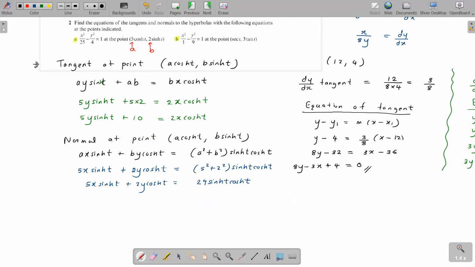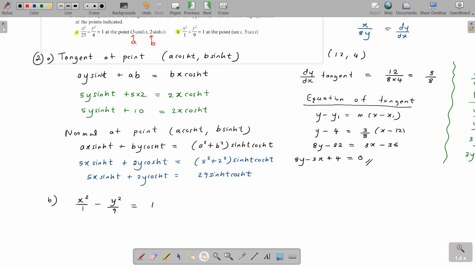This is second question, part A, right? Now second question, part B, it's x square over 1 minus y square over 9 equal 1. So you can see your A and B here again. You could even take A and B from the ellipse equation also. A square is 25, A is 5, B square is 4, B is 2. You can take A and B even from the ellipse equation because it follows. So A sec t, A is 1, B tan t, B is 3, because B square is 9. This is x square over A square, y square over B square.